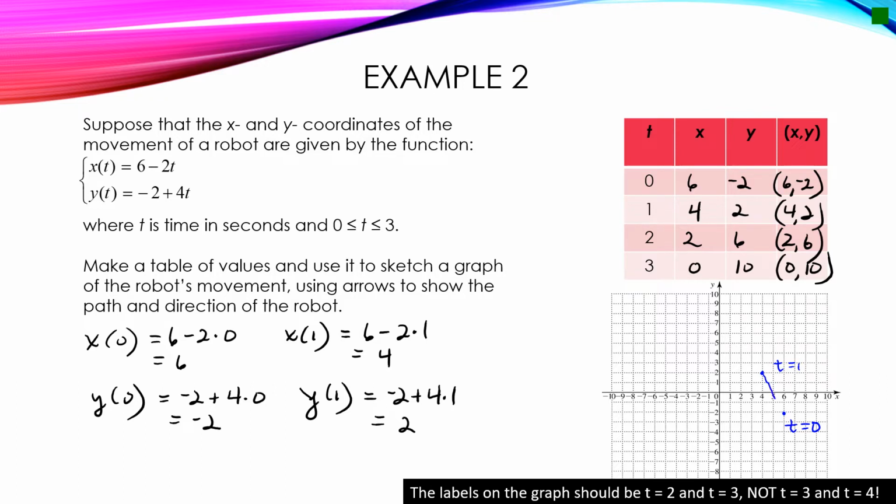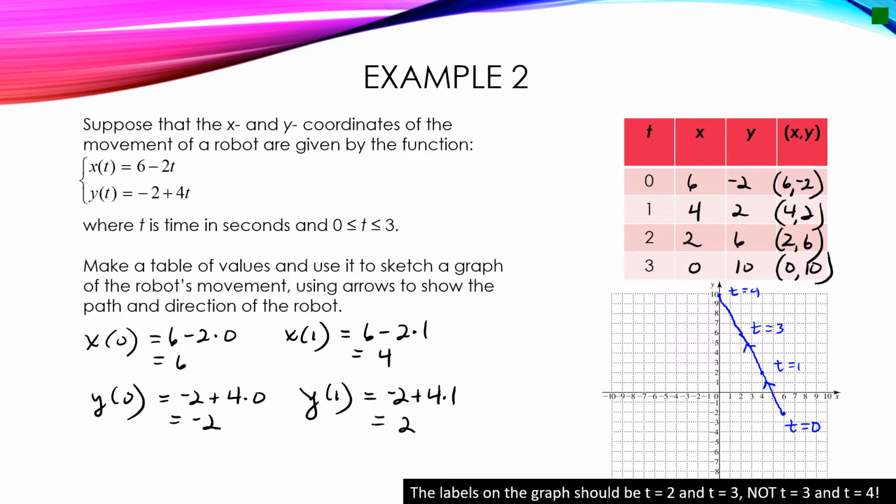So I'm going to connect those. And I'm going to put an arrow to indicate that the movement of the robot is from right to left. And then the point 2, 6, that's happening after 3 seconds. Notice that when I do that arrow, it's not on the end, it's just somewhere in the middle to show the motion. And finally, at 3 seconds, I'm at 0, 10. So that's t equals 4.